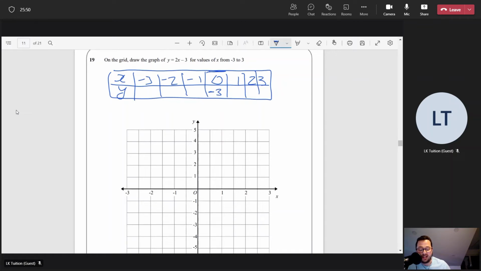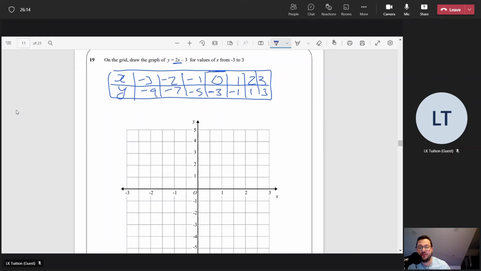Now from this, I can actually use, because I know the gradient is 2x, that means for every 1 I go up in x, I'm going to go up 2 in y, because the gradient is 2. So I can just quickly fill in this. If I'm going to the right, I'm going to add 2. So that's minus 1, 1, 3. And if I'm going to the left, I'm taking away 2. So that's minus 5, minus 7, minus 9.